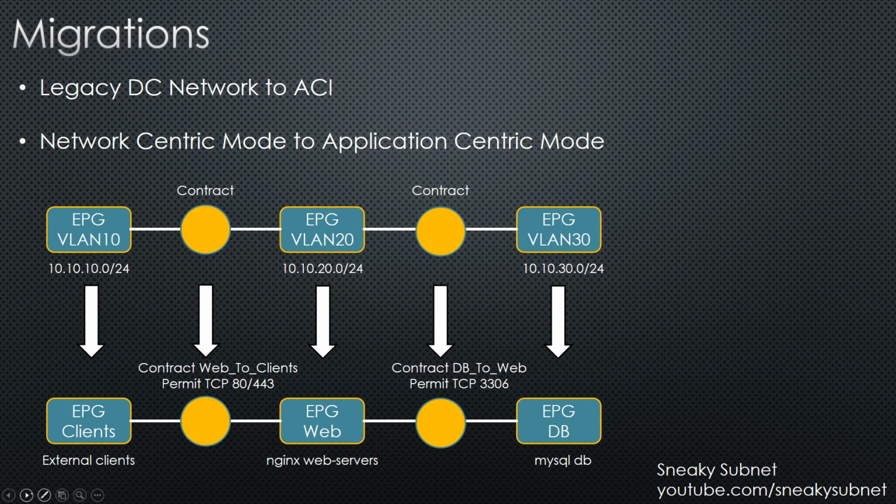The other type of migration is related to network-centric mode versus application-centric mode. Here you can see a graphical representation of both of them. In network-centric mode, an EPG is equal to your legacy VLAN and IP subnet. In application-centric mode, your EPG represents a logical grouping, like database servers, for example, or web servers, or external clients.